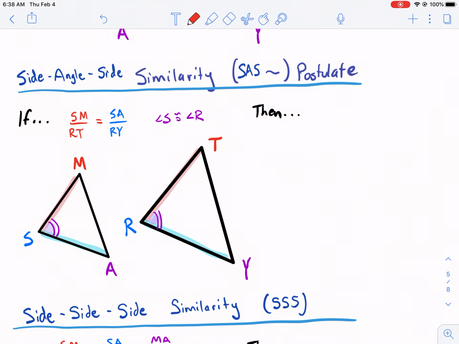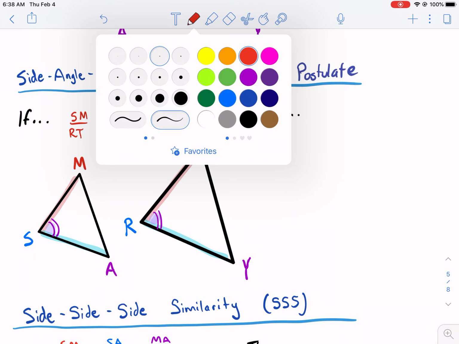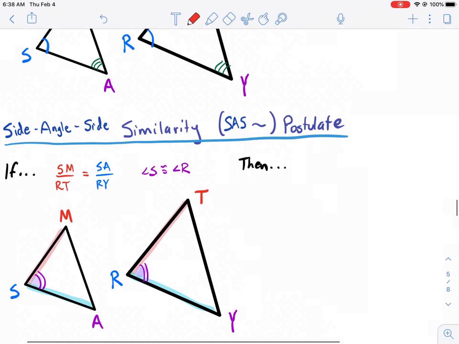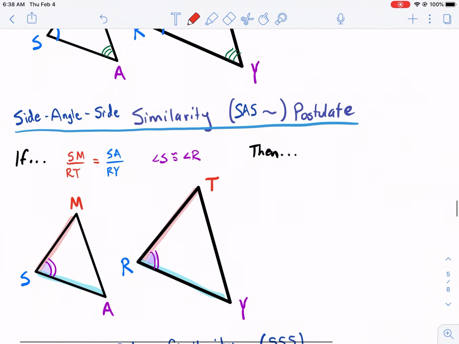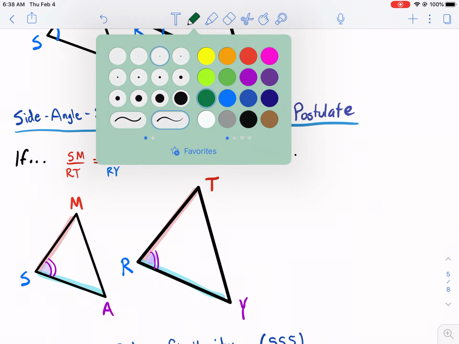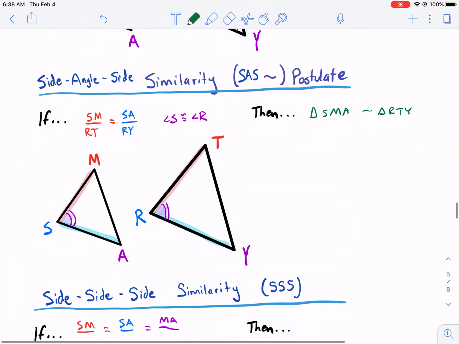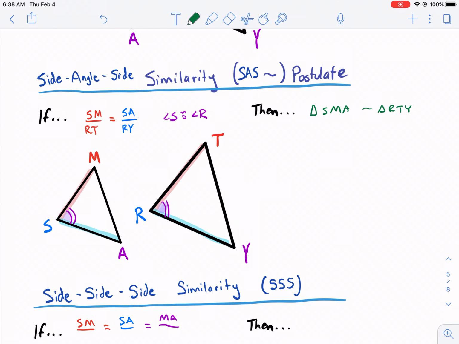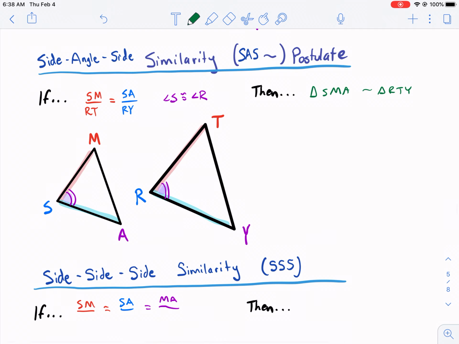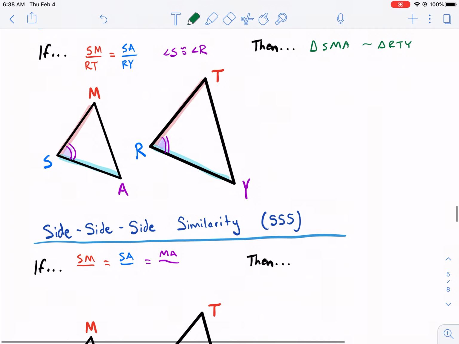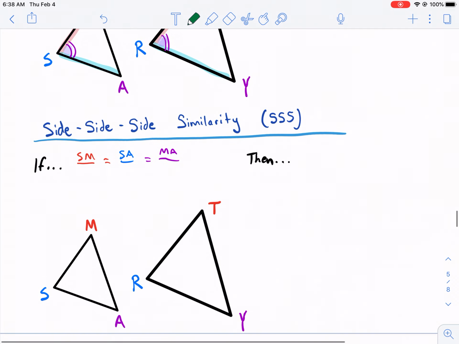So now we can finally state that triangle, what color did I use last time? Green, okay. Now we know that the two triangles, SMA is going to be similar to triangle RTY. Sorry for the confusion with the angle A there, but I'm glad we caught our mistake. Make sure to change that to angle S, not angle A. It's got to be sandwiched between the two similar sides.